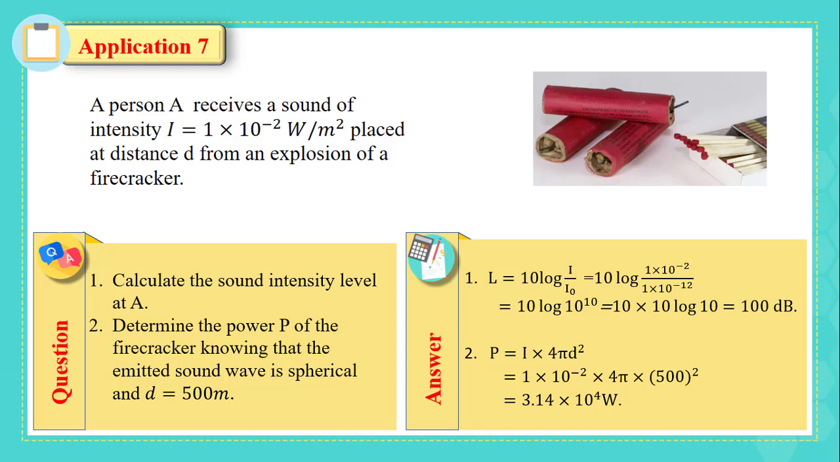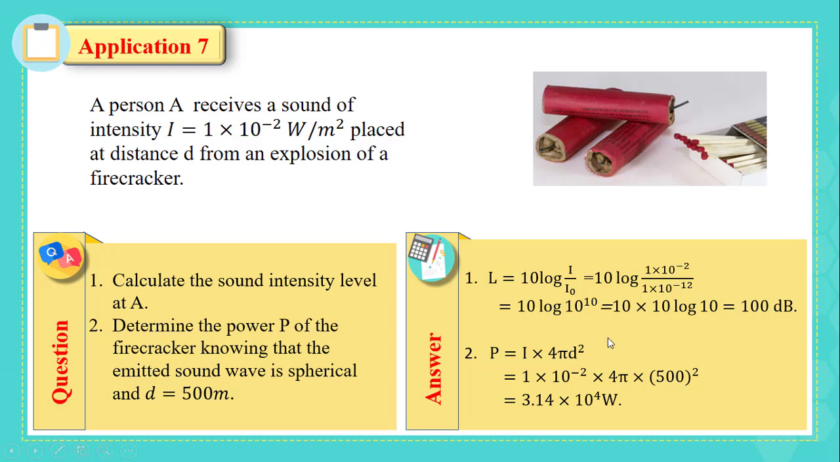In the first part, to find the sound intensity level, we have to substitute I with 10 to the power minus 2, then this fraction will give 10 to the power 10. This will be equal to 10 log 10 to the power 10, which is 10 times 10 log 10, and we know that log 10 is equal to 1. Then 10 times 10 times 1 is equal to 100 decibels.